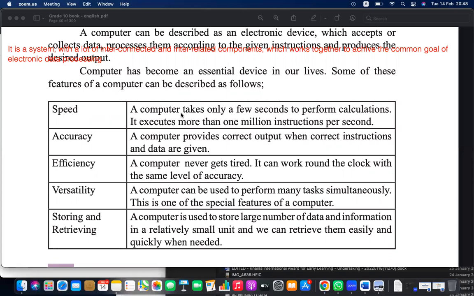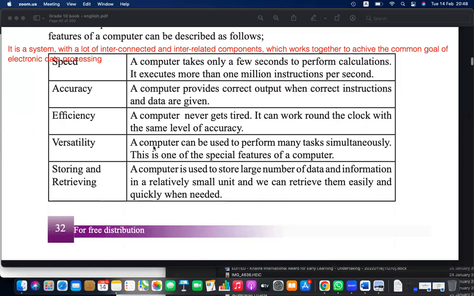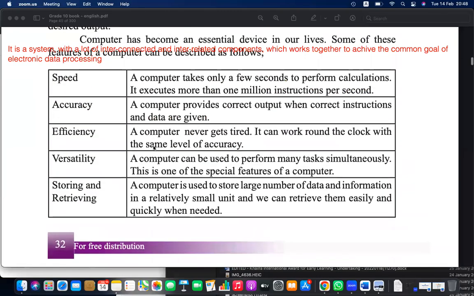The library... but in a computer, even several thousands of books can be stored and can be searched instantly. That is about storing and retrieving capacity. And one more feature which is not here, that is, it is never getting tired. Never getting tired. Okay.